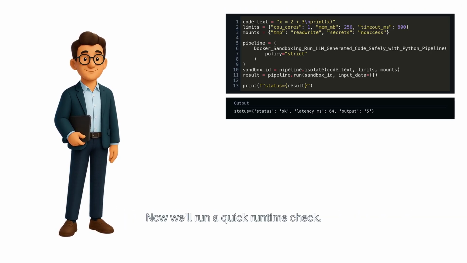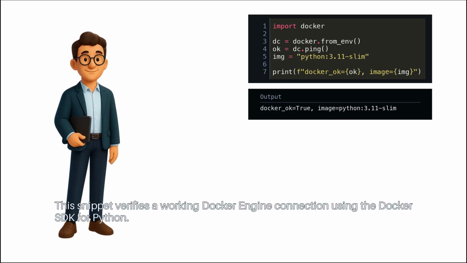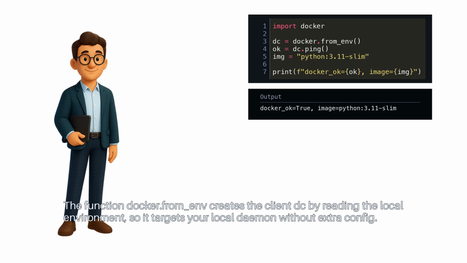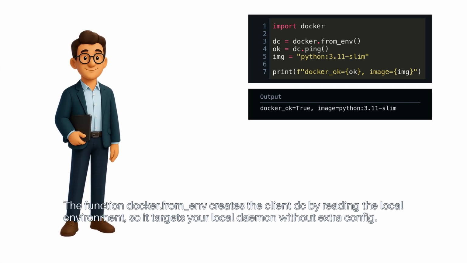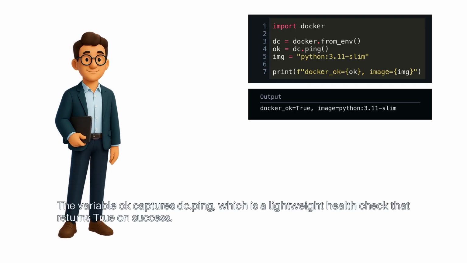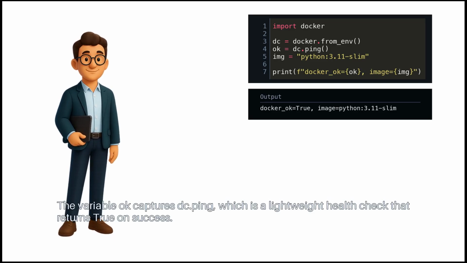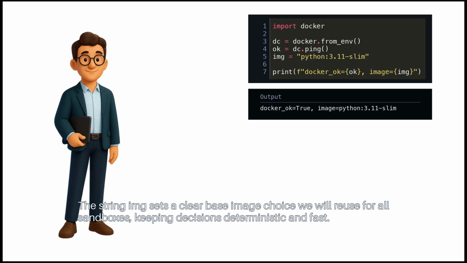Now, we'll run a quick runtime check. This snippet verifies a working Docker engine connection using the Docker SDK for Python. The function docker.from_env creates the client dc by reading the local environment, so it targets your local daemon without extra config. The variable ok captures dc.ping, which is a lightweight health check that returns true on success. The string img sets a clear base image choice we will reuse for all sandboxes, keeping decisions deterministic and fast.